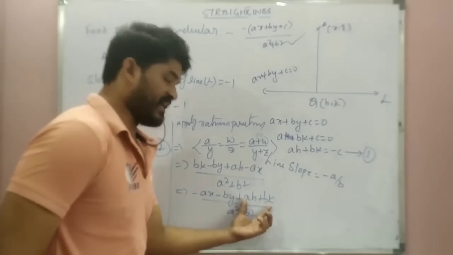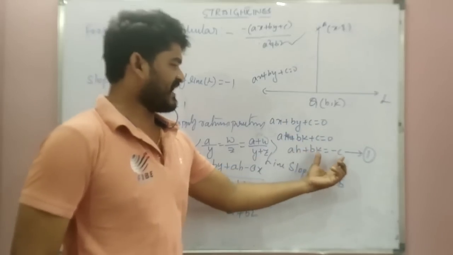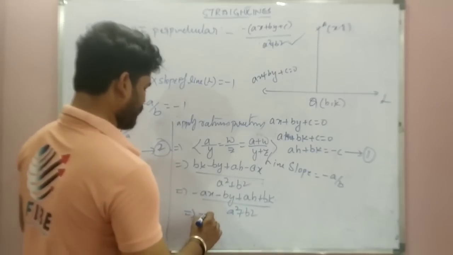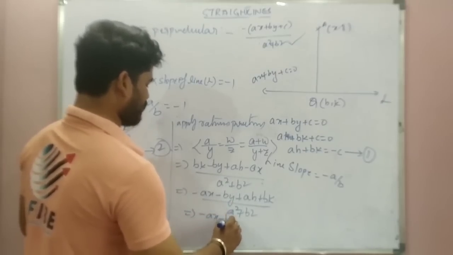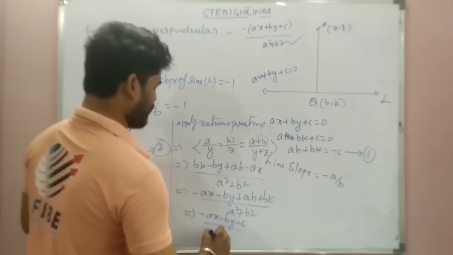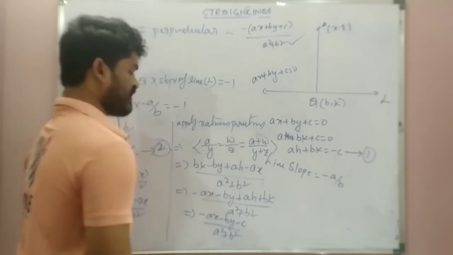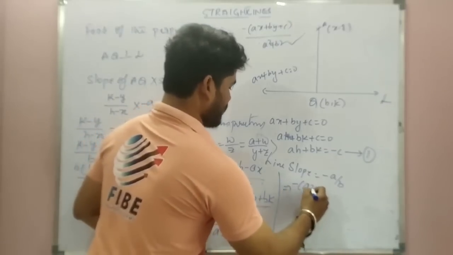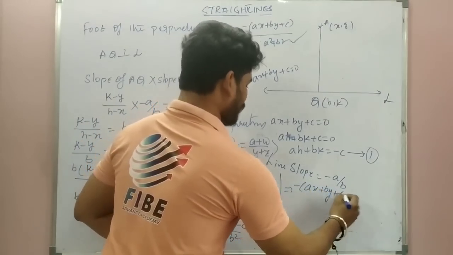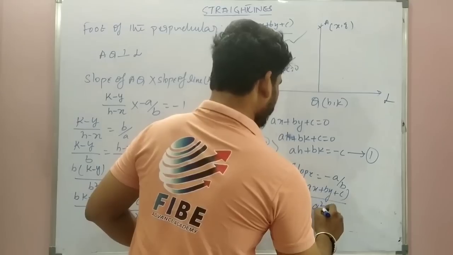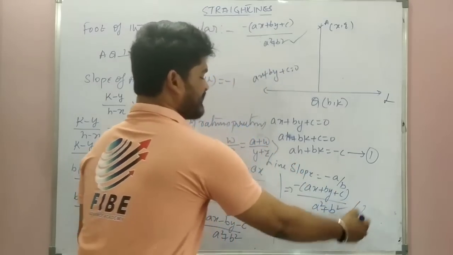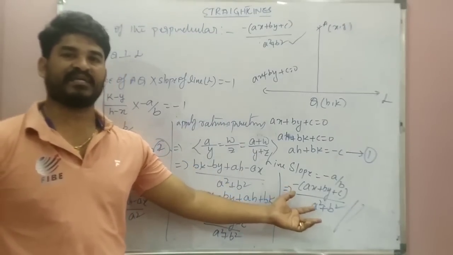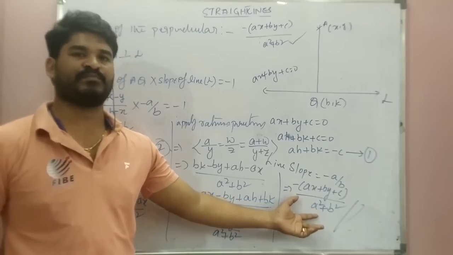Here, ah plus bk we already got in equation 1. What is ah plus bk? Minus c. Substituting in this equation, we get minus ax minus by minus c divided by a square plus b square. Taking minus as common, we get minus of ax plus by plus c divided by a square plus b square. This is the foot of the perpendicular of the equation.